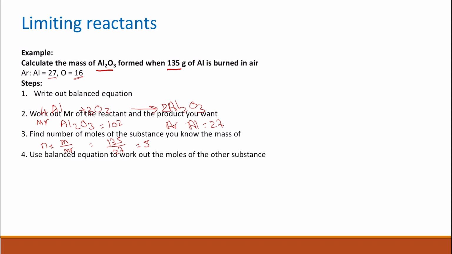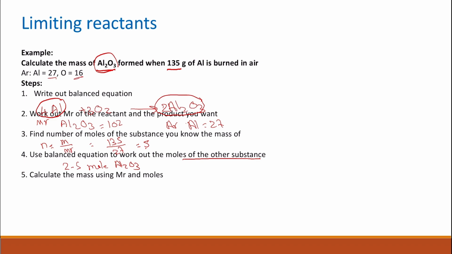Now we need to use the balanced equation to work out the moles of the other substance, which is the aluminum oxide. When we look at the balanced equation, you can find that 4 moles of aluminium react to give you 2 moles of aluminum oxide. So if we have 5 moles of aluminum, they will give us half that amount of moles of aluminum oxide. So only 2.5 moles of aluminum oxide will be produced.